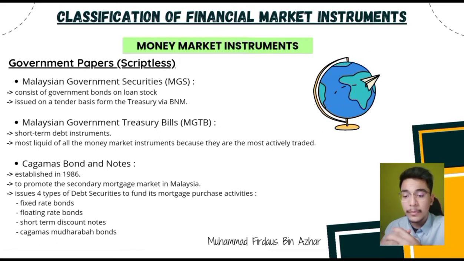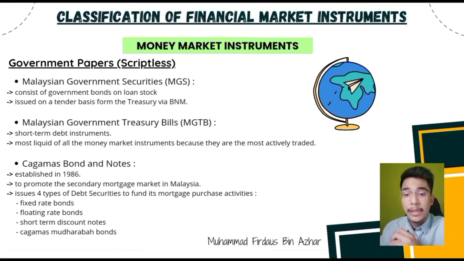Then next, the second one is the Malaysian Government Treasury Bills. It is a short-term debt instrument, and it is known as the most liquid of all money market instruments because they are the most actively traded.